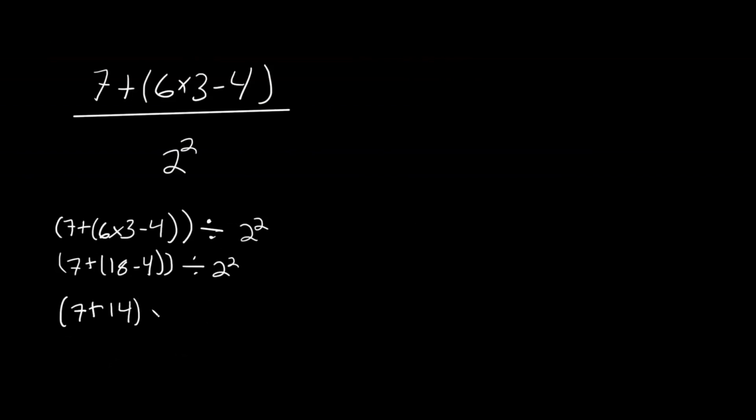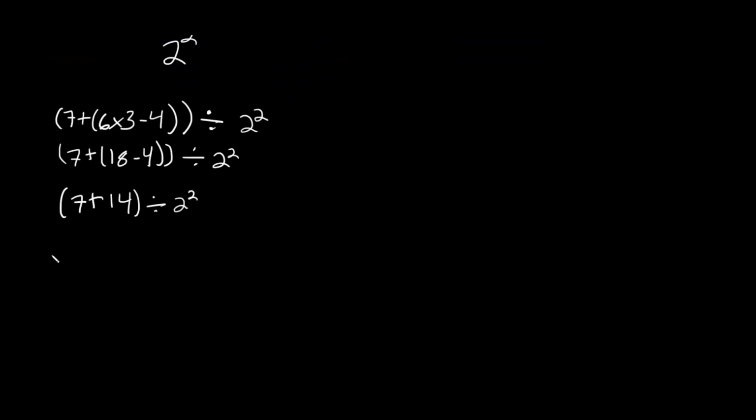And then this is still being divided by 2 squared. And now there's still parentheses here, so we're going to do this before moving on to this expression. So 7 plus 14 is 21, and since there's only one value, we don't need to keep the parentheses. So 21 divided by 2 squared.